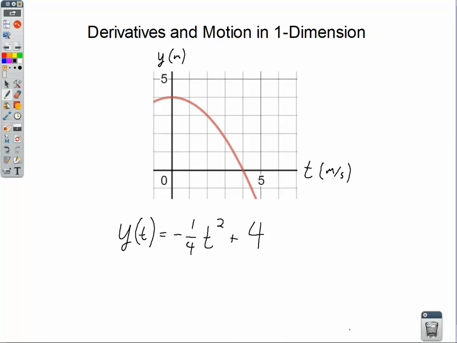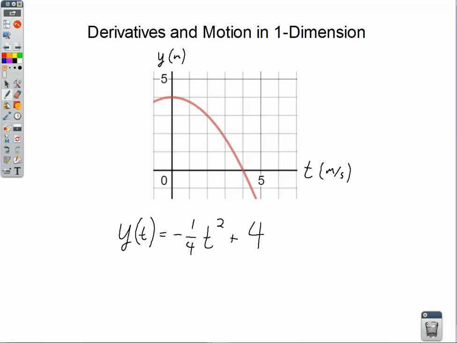Welcome. In this video we're going to take a look at how we can use derivatives to give us information about one-dimensional motion. We're going to be able to take a position function and take the derivative of it to get the velocity function, take the derivative of that to get the acceleration function, even maybe take the derivative of that to get the jerk function, should we want that. Jerk being the change in acceleration over time, believe it or not.